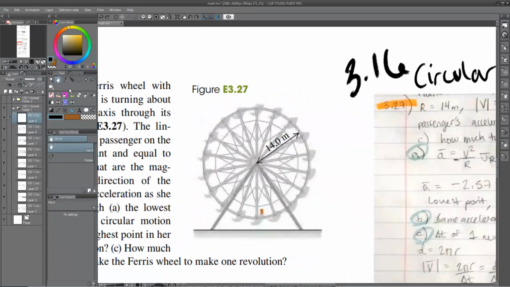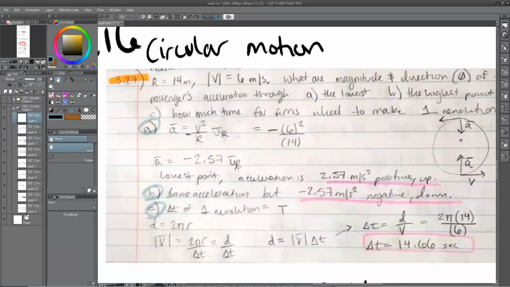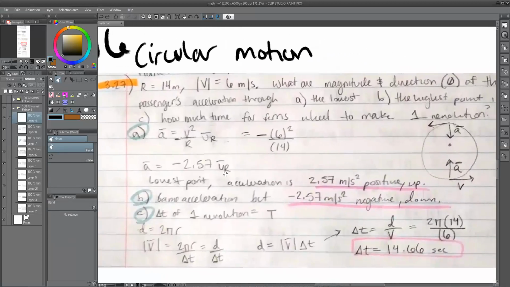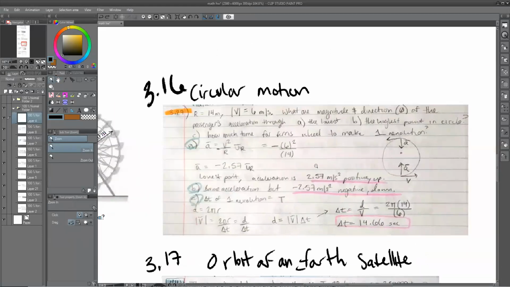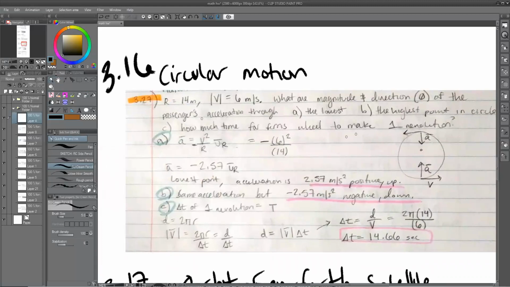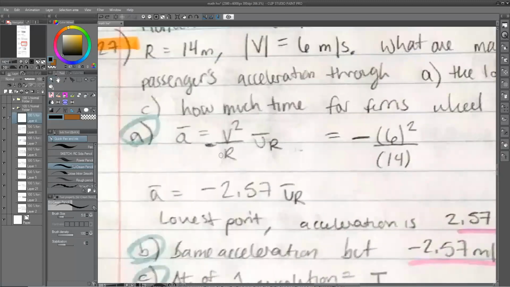Okay, so we know that the radius is equal to 14 meters, and we know that the velocity is equal to 6 meters per second. So I have to find the magnitude and direction of acceleration. And when it comes to circular motion, this equation holds true. Acceleration is equal to velocity squared over radius, like that.